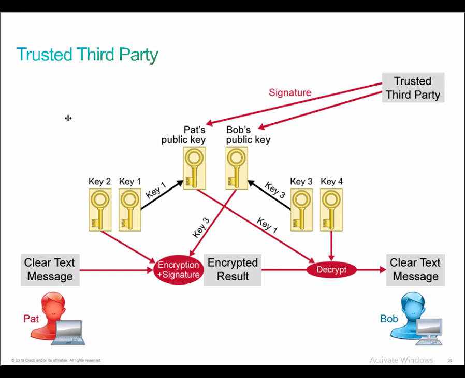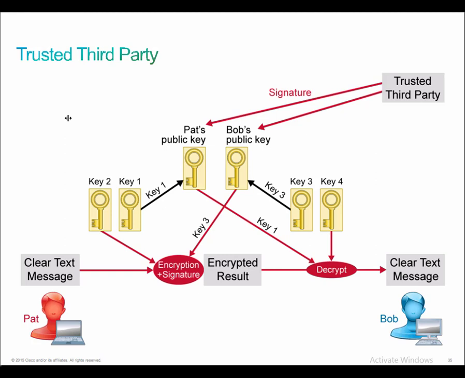What has to happen is both Bob and Pat have to agree on a trusted third party. All right? In the case of public key infrastructure, that is something called a certificate authority, or in some cases, a registration authority, which is just a subordinate to a certificate authority.